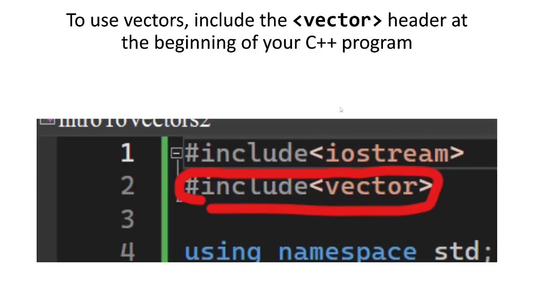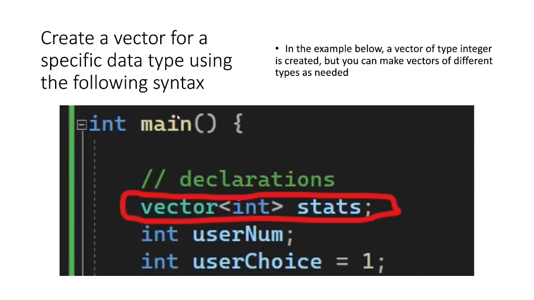So to use a vector, you need to include the vector header at the beginning of your C++ program. And then almost all the images here are from the code that we're going to go over today. Create a vector for a specific data type using the following syntax. So you write vector, and then in angle brackets, you write the type, and then you write the name of the vector. You can make string vectors, you can make float vectors, you can make different types as you need them.